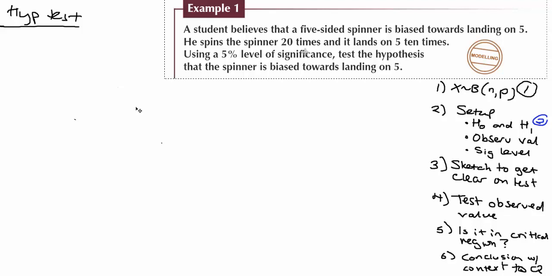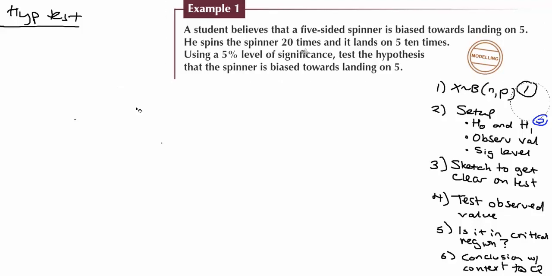Number 1, you always want to write the binomial distribution involved in the question. Number 2, we do the setup. We're going to write H0 and H1, null and alternative hypothesis, and we're going to label the observed value and the significance level as well. We're going to do a quick sketch just to get clear on what we're testing. We're going to test the observed value. We're going to check is it in the critical region. And we're going to do a conclusion with context of the question.